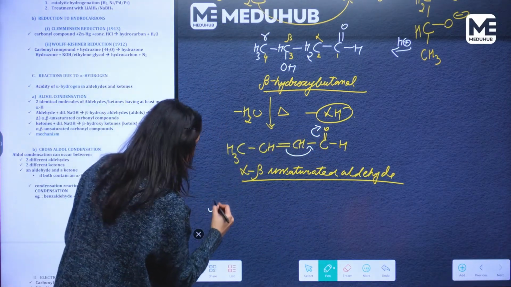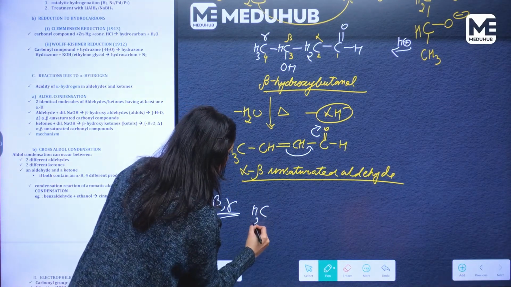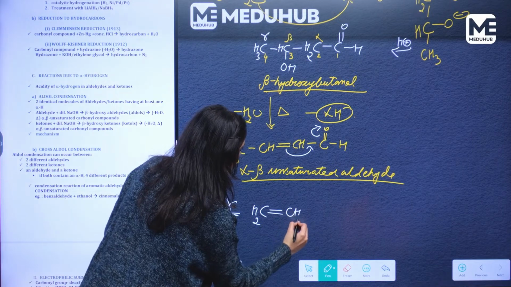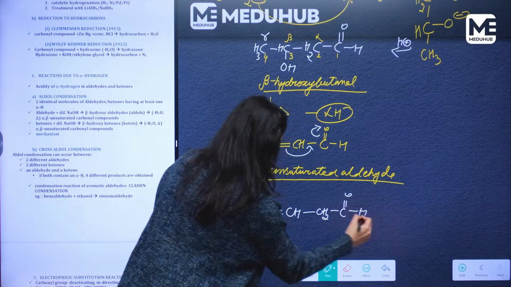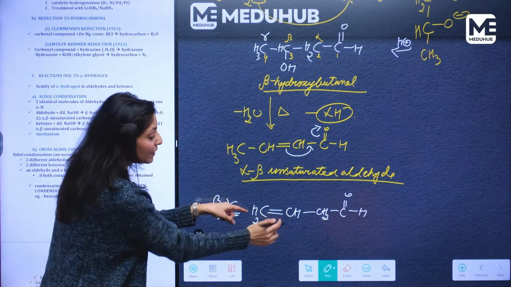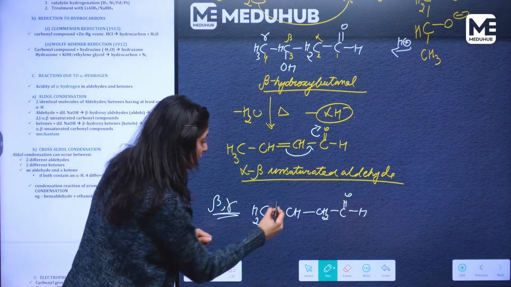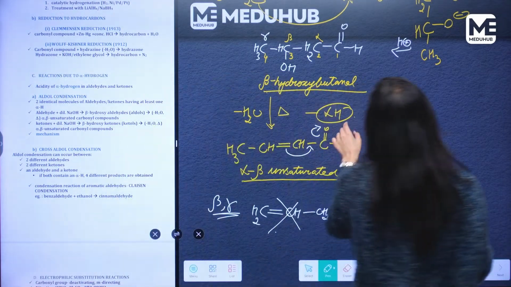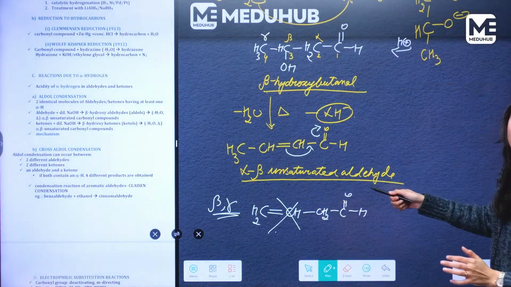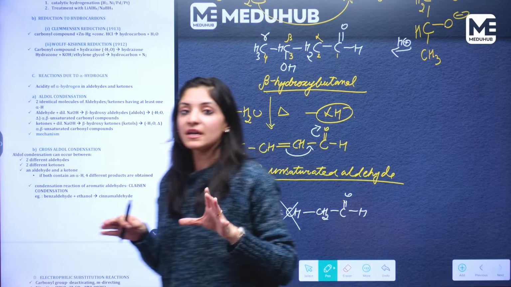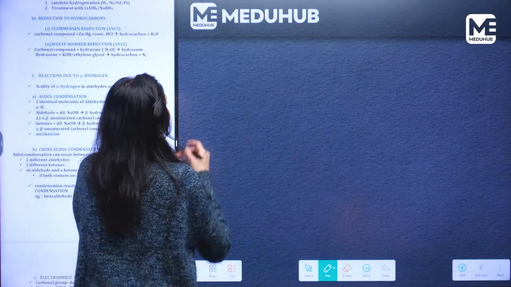But if you have a beta gamma unsaturated compound like this, this beta gamma unsaturated compound has no resonance stability because this double bond is not in conjugation with the carbonyl double bond. Hence, upon heating, only the alpha hydrogen is lost and we get this alpha beta unsaturated aldehyde. So this is the mechanism. We'll take one more example to understand aldol condensation.